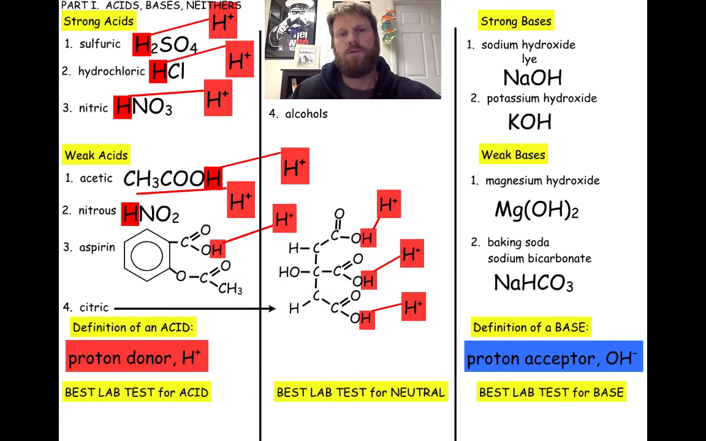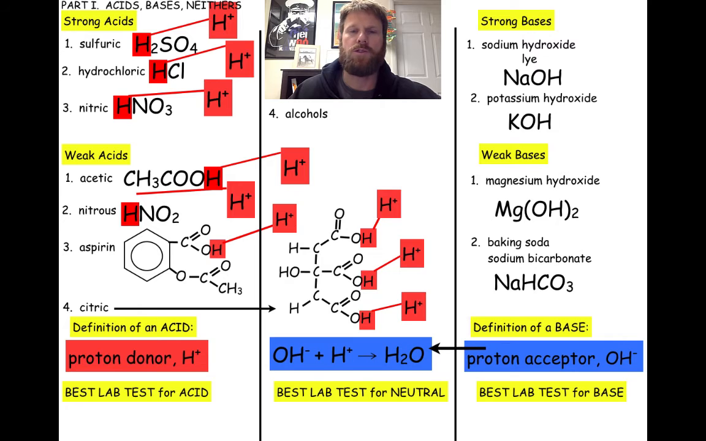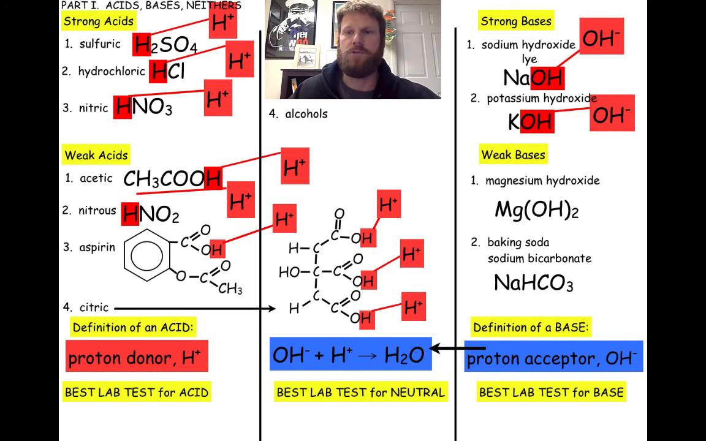Typically, bases will have a hydroxide ion, OH-. OH- will react with H+ to form water in the acid-base neutralization reaction. So the OH- will accept the proton. So in some bases, you will see that OH- hydroxide group in the base. So NaOH, KOH, they have OH-. MgOH, you can see the OH-. Anything with that hydroxide group is going to be a base.